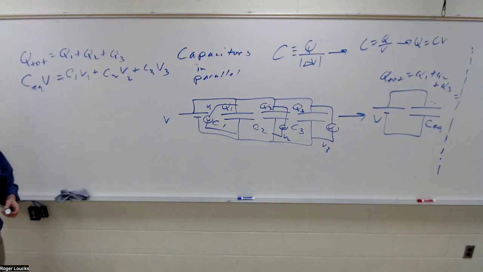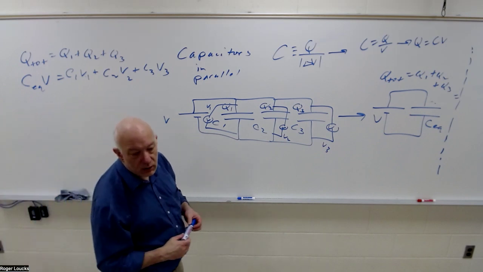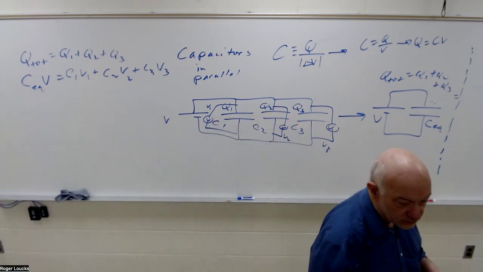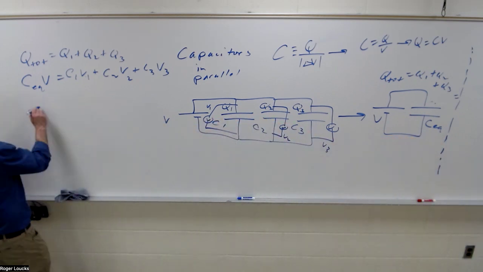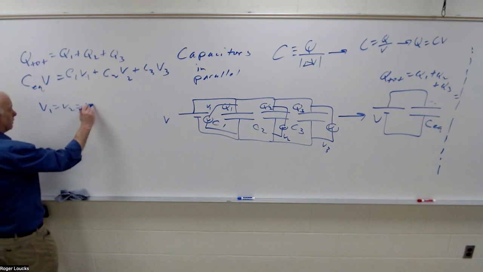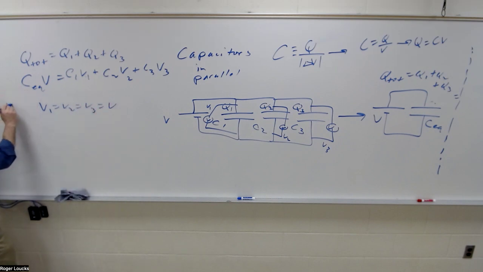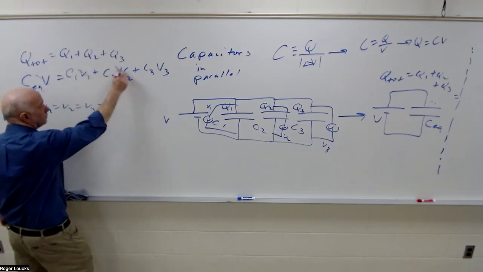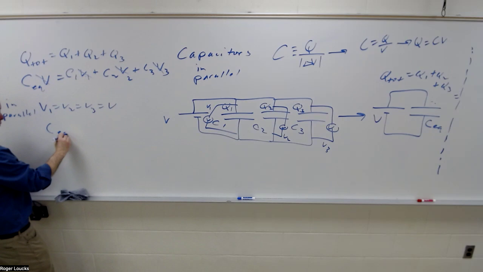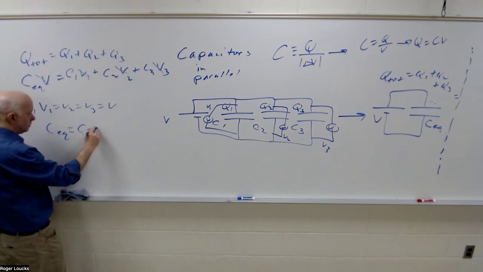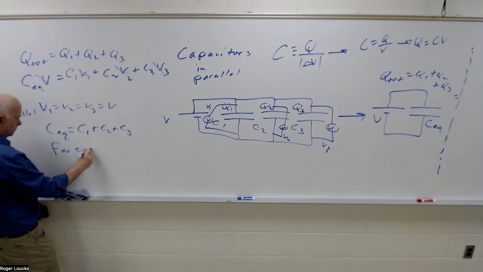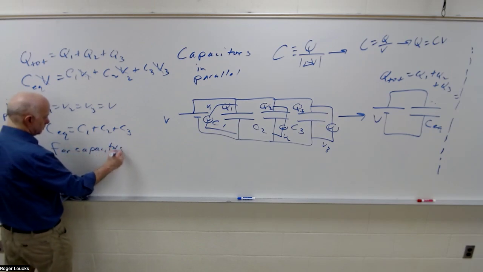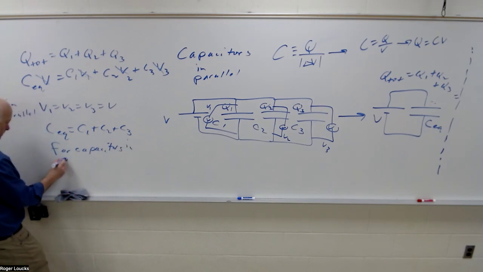Now, what do you know about anything in parallel? Anything in parallel always has the same voltage. So what we have here is that V1 equals V2 equals V3 equals V, because we're in parallel. So all those V's cancel. So this just tells me the equivalent capacitance is C1 plus C2 plus C3, for capacitors in parallel.